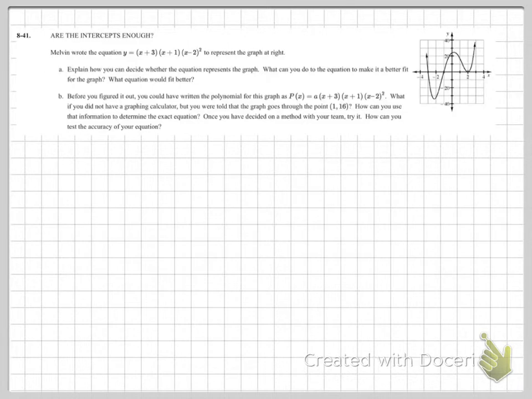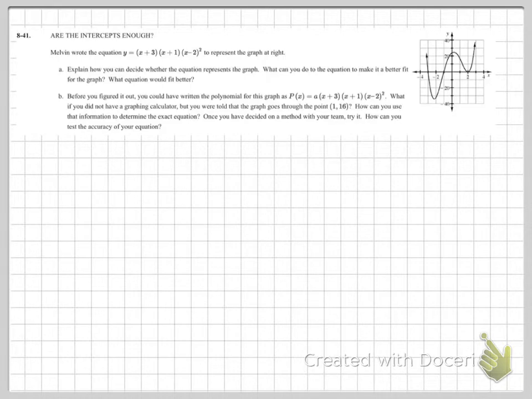Are the intercepts enough? Melvin wrote the equation to represent the graph at the right. Explain how you can decide whether the equation represents the graph. What can you do to the equation to make it better fit? So let's see. He's got his x plus 3, which is straight, so that's good. His x plus 1 straight, and then his x minus 2 bounce. So it looks good. The only thing he needs to do is find the stretch factor. Do they give us any good points? What can you do to the equation to make it a better fit? What equation would fit better?